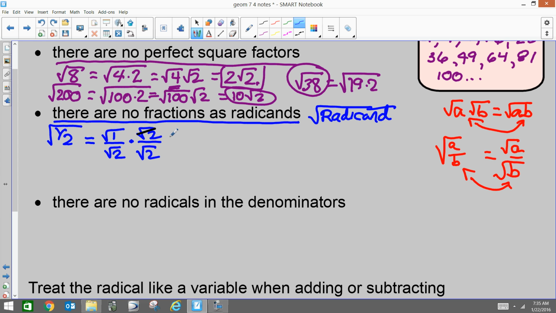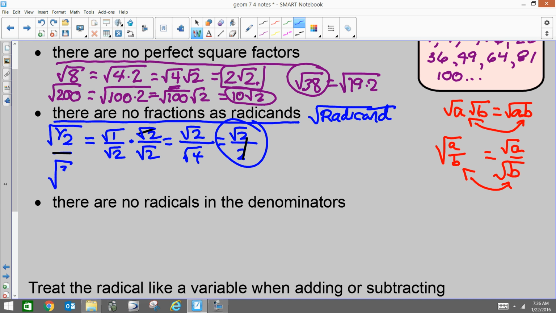What happens is you get a perfect square down there, you've created that perfect square. 1 times 2 is 2. Square root of 4 is 2. Then there's your answer. That's a simplified version of this. It doesn't look simplified, but it is. Whoever decided that. Okay, what if I do another one?